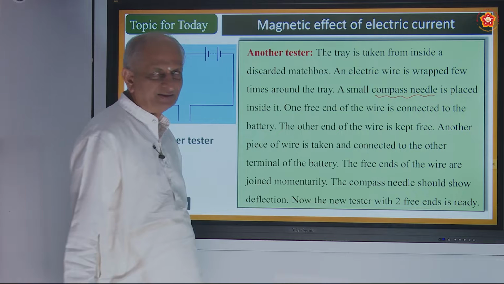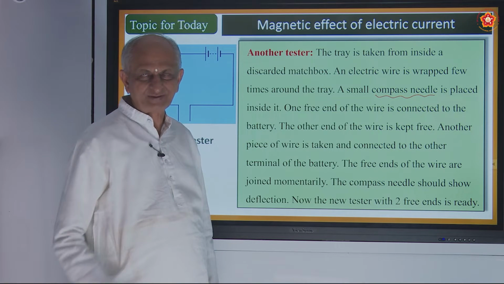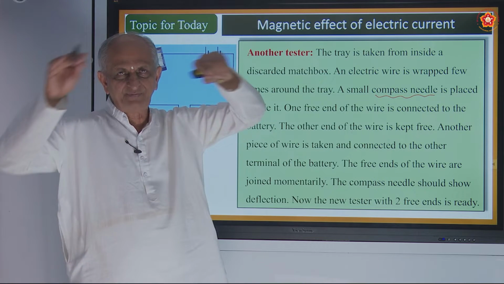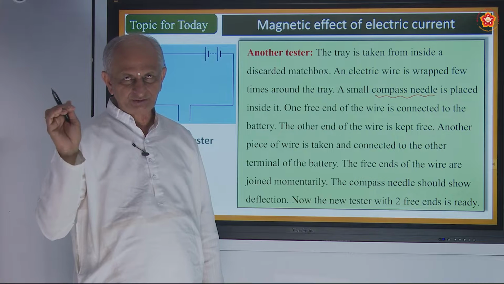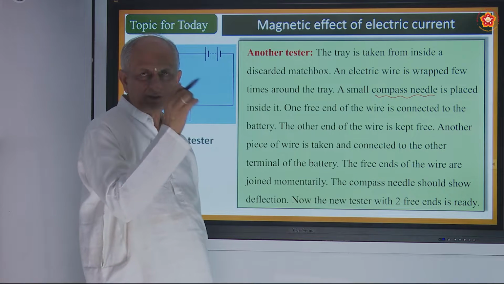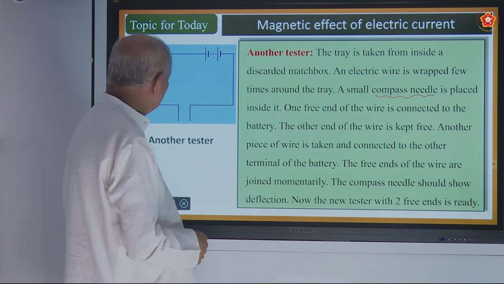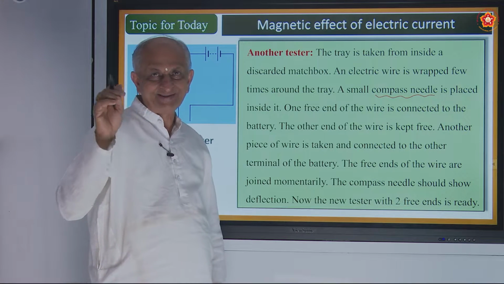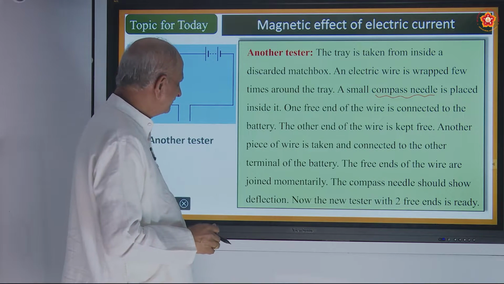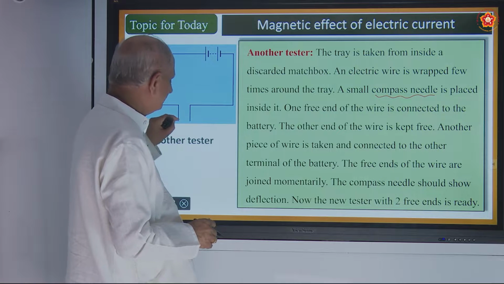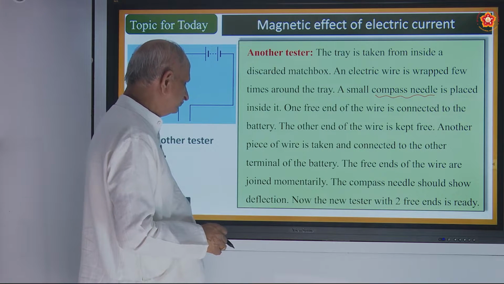What is a compass needle? It's a small magnet and always shows the north-south direction, because Earth itself is a huge magnet. The south pole of the Earth attracts the north of the magnet, and the north pole attracts the south of the magnet. So unlike poles attract each other. There is a law of magnetic force. Correct? So there is a compass needle kept inside that, and you have to cover it with wire.